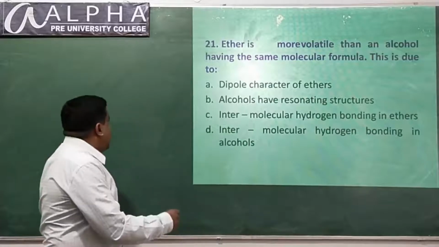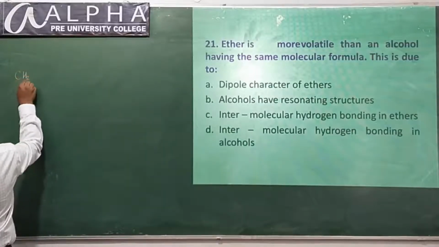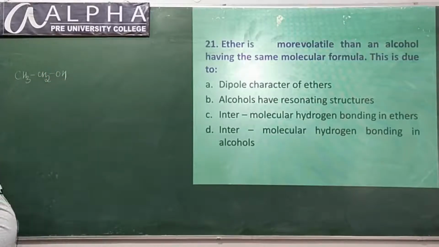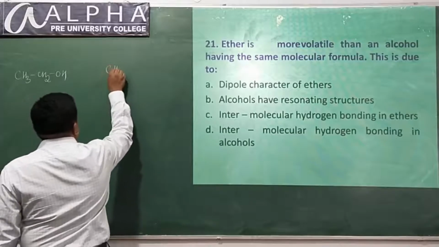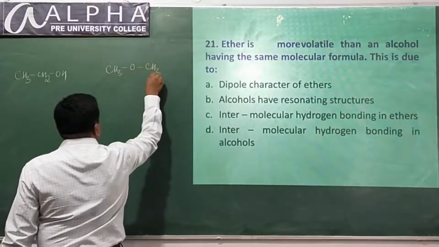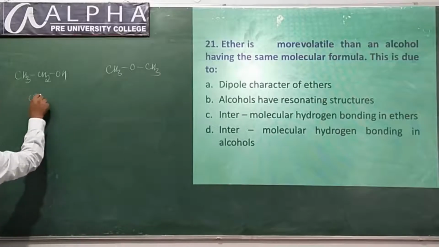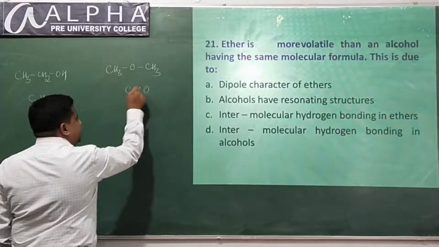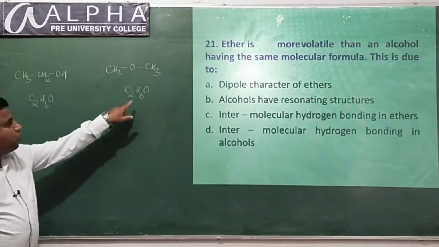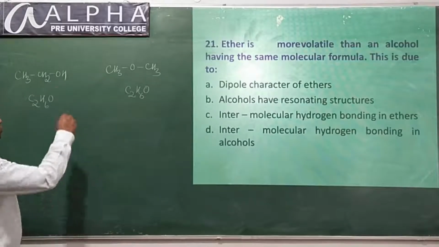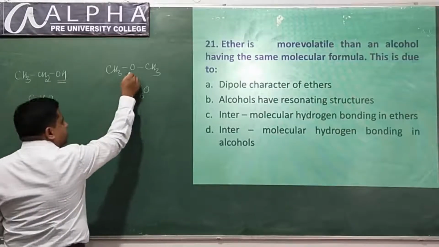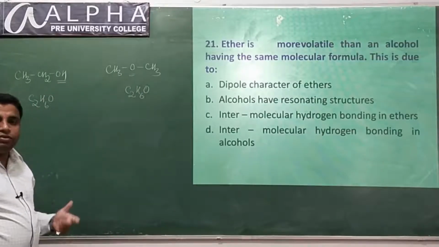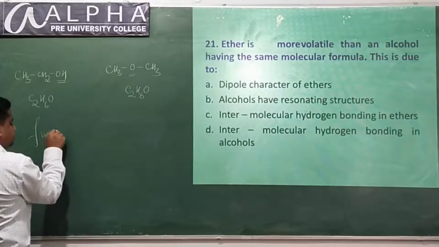For example, I'll consider ethanol, CH3CH2OH, and dimethyl ether, CH3OCH3. They have the same molecular formula, C2H6O. What do you call these compounds? Compounds having the same molecular formula but different functional groups. Here the functional group is OH, here the functional group is O. They are called functional isomers.